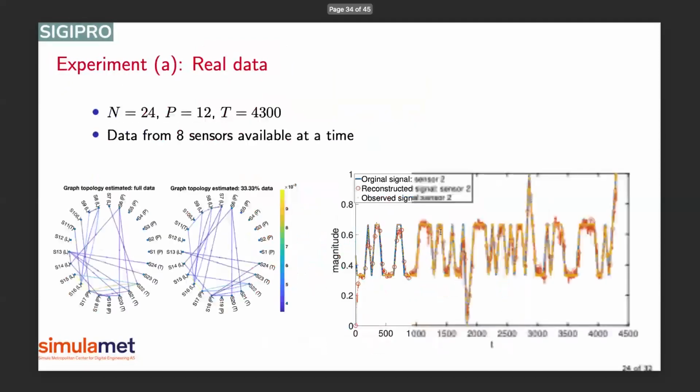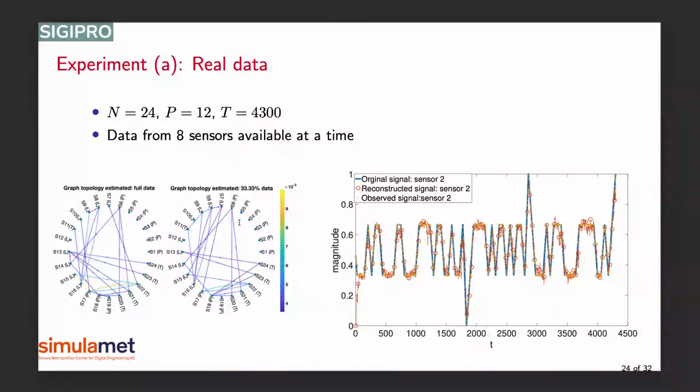Now, when we come to experiments, we have done two kinds of experiments. One in which at each time step we have only 8 out of 24 sensor values available randomly. This can be due to communication constraints, bandwidth constraints, etc. In this case, we don't have the ground truth, but we compare how well our algorithm performs with less data against full data. We can see that even with very little data, we were able to recover a graph similar to the one from full data. And this is the reconstructed signal and observed signal.